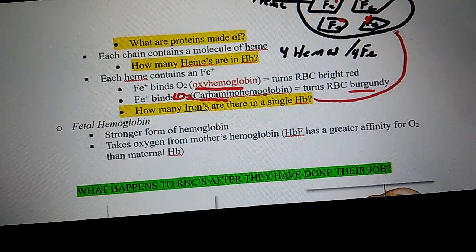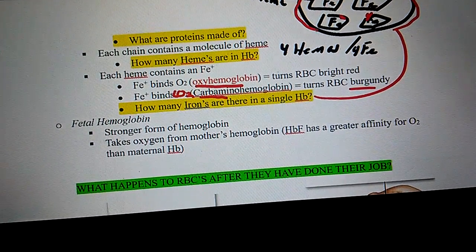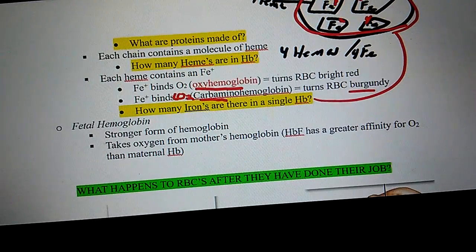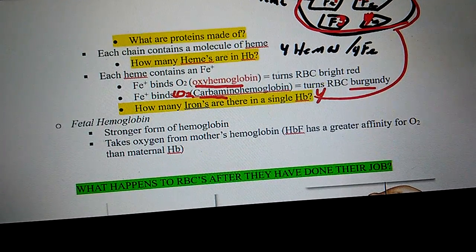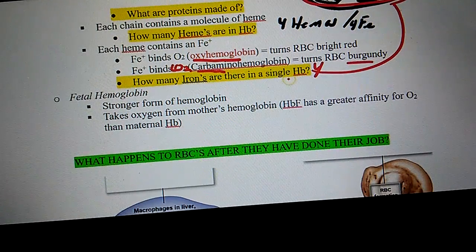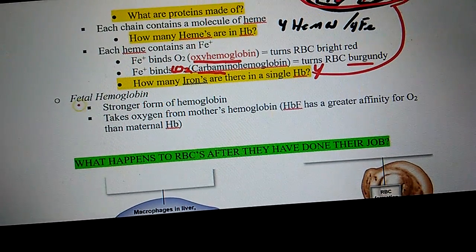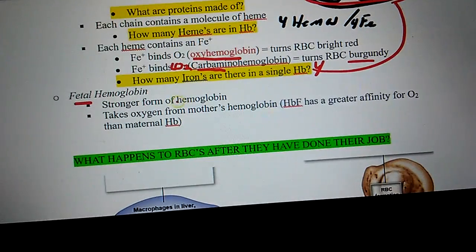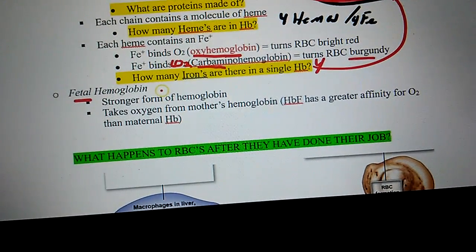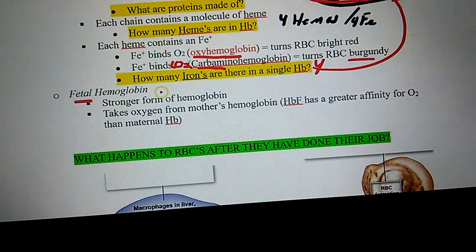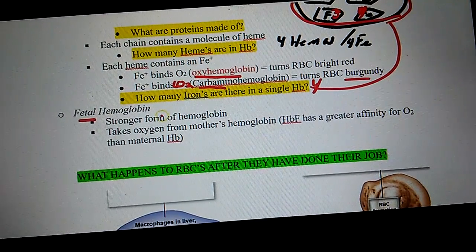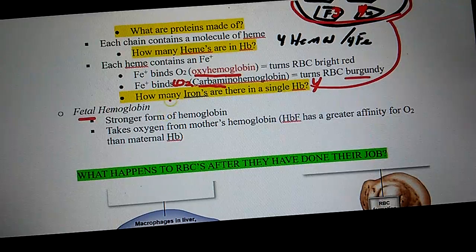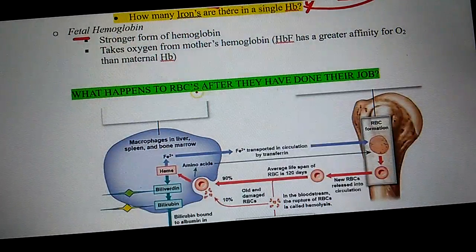Well, let's look at this. This whole thing is a single hemoglobin. So how many irons are there? 1, 2, 3, 4. So the answer is what? 4. Okay. Which one has a stronger affinity for oxygen, fetal hemoglobin or maternal? Fetal. What does affinity mean? Strongness, bindness. Okay?